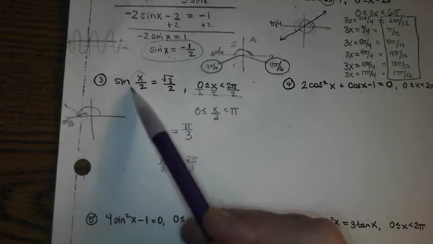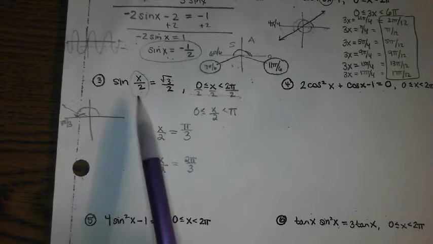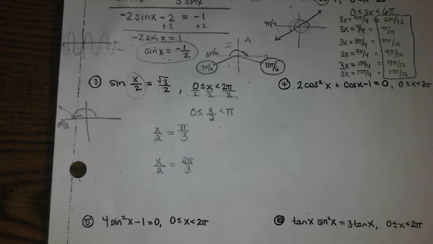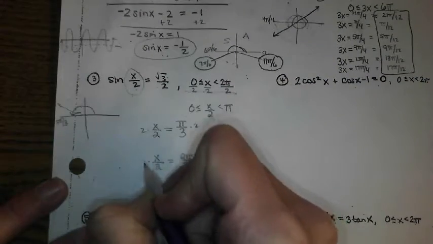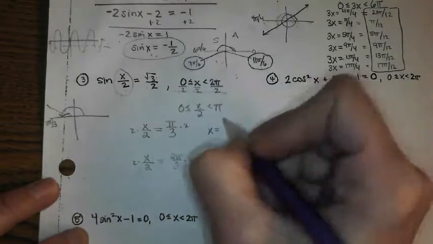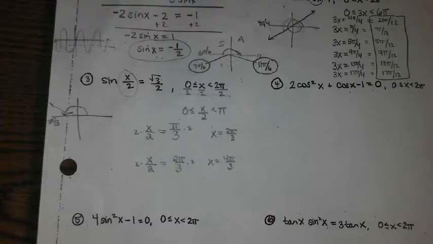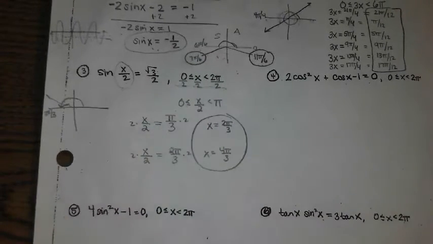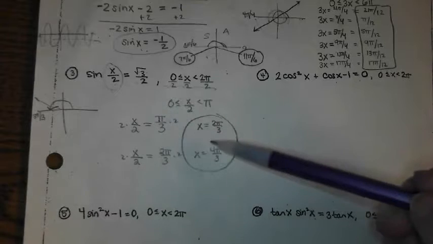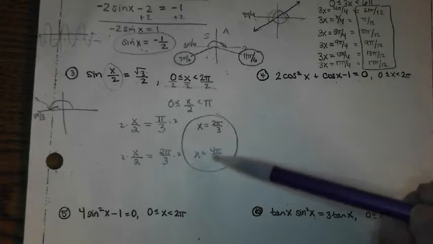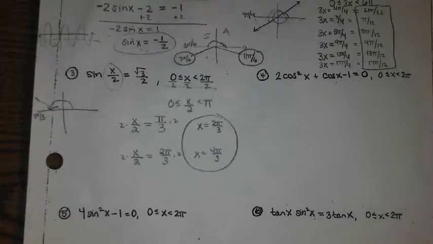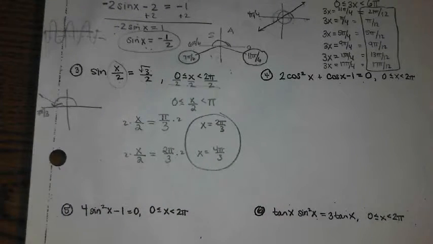So this angle here could equal pi over 3, or it could equal 2 pi over 3, and the sine of it will give you root 3 over 2. So now I just need to solve for x. I multiply by 2 on both sides. And so the x solution is actually 2 pi over 3 and 4 pi over 3. And again, if I kept going and found coterminals to any of these, they would be out of my 0 to 2 pi range. So they'd be too much.